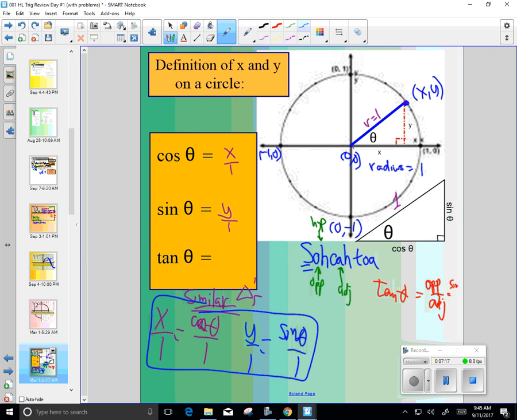Sine of theta. And the adjacent is cosine of theta. So there we've got tangent, which is sine over cosine. Usually we say sine theta over cosine theta. Seem easy? Yay, I like starting out easy.